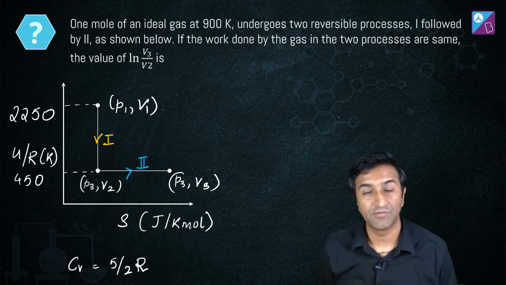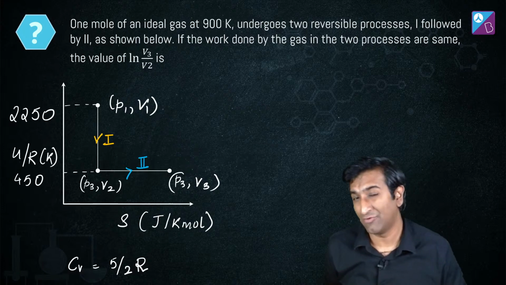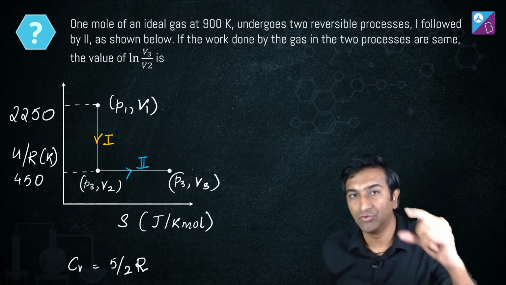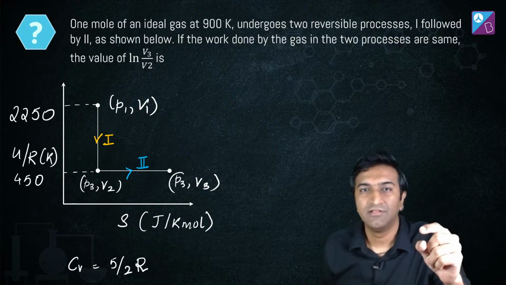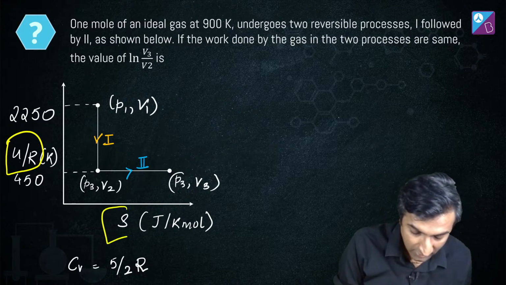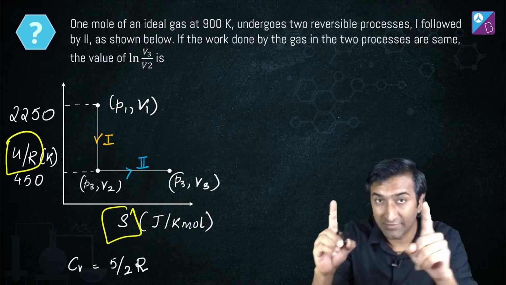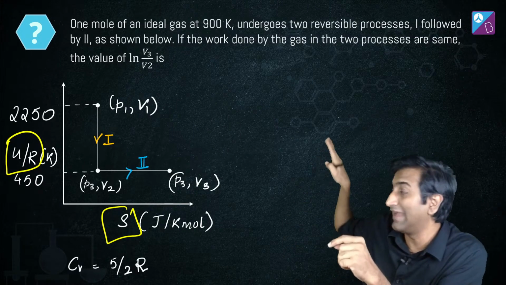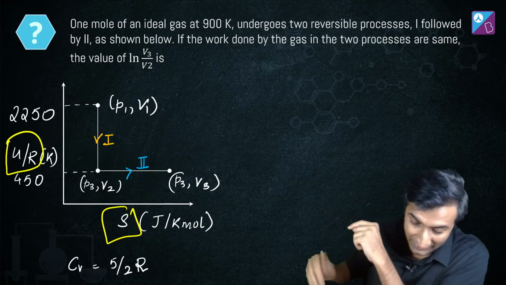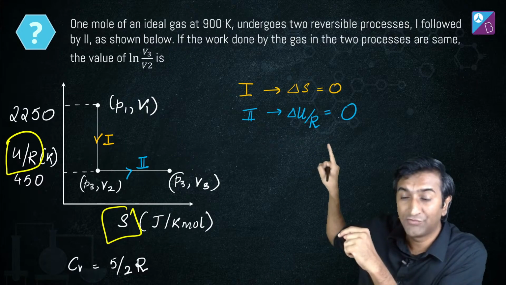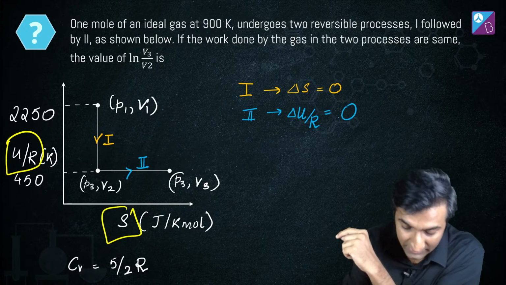Because JEE advanced questions, although they may seem easy, मैं बोल रहा था आसान होते हैं, but यार एक ट्रिक होती है, एक starting point होता है that you need. Once you have that, then you'll be able to do it. I'll give you that starting point. क्या है ये starting point? देखो, in the first process, the x value does not change. So in the first process, delta S is 0, and in the second process, delta U by R is 0.